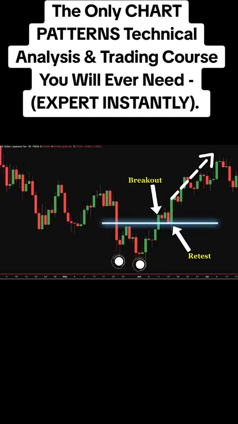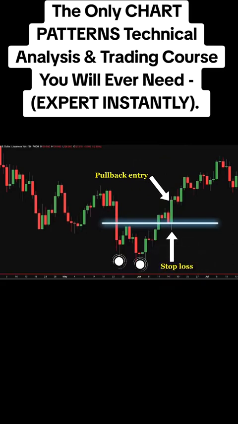What makes this level even stronger is that it lined up with a historical support zone, giving added confluence to the trade. Here's something that's critical but often overlooked. Stop-loss placement varies depending on your entry style. If you're taking the breakout entry, your stop is usually placed 10 pips below the breakout candle. But if you're entering on the pullback, your stop loss should be placed beneath the new support zone formed after the retest, not at the neckline itself.